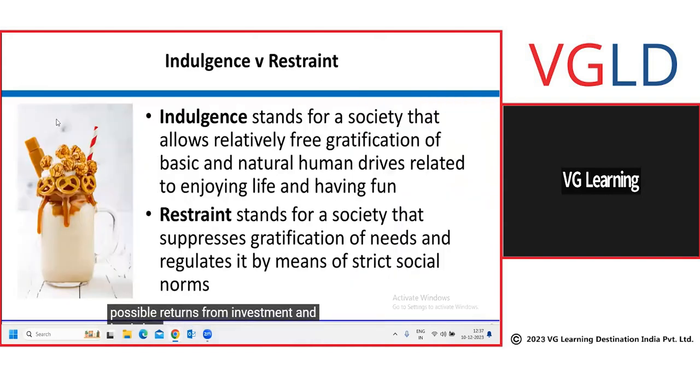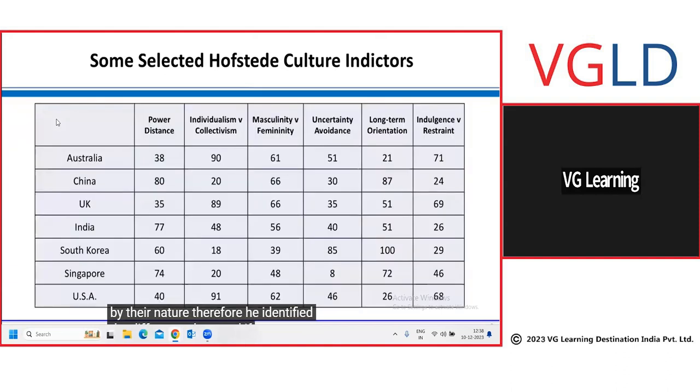And lastly, but not leastly, indulgence versus restraint. And here Hofstede identified two different, well, it's a scale, but societies which embrace indulgence generally allow a relatively free gratification of human fun, enjoying life, having fun, expressing yourself fairly freely. Whereas some societies, of course, are more restrained by their nature. Therefore, he identified a difference there.